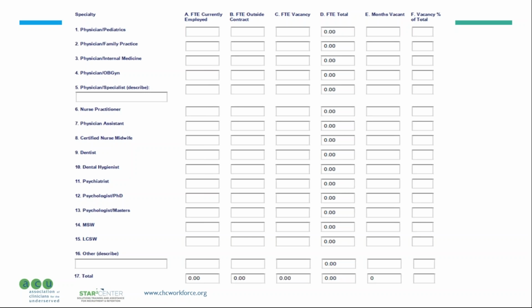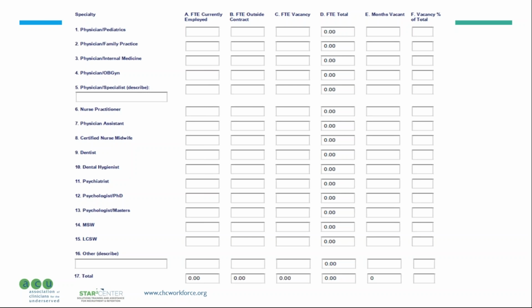And then for B, we want to know how many full-time equivalents you have of contracted providers, so not those that you employ. C is the number of FTEs of vacancies you have. So when you look at A, it says currently employed. We don't want to know how many you have budgeted there.